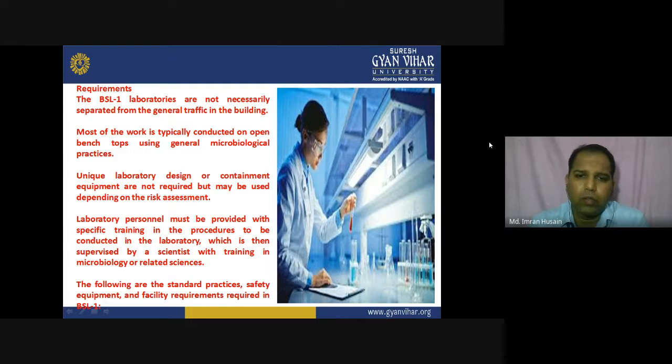Laboratory personnel must be provided with specific training in the procedures to be conducted in the laboratories, which is then supervised by a scientist with training in microbiology or related areas. So when the students are being trained, the high-ranking official present there is fully in charge of their training in all the areas with all the skill sets required. The following are the standard practices, safety equipment, and facility requirements that are required in BSL-1.